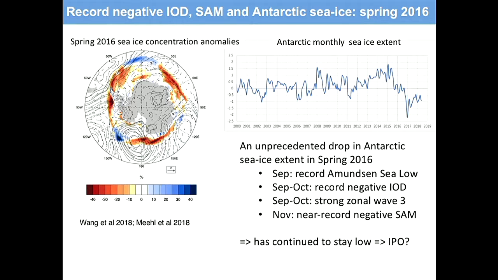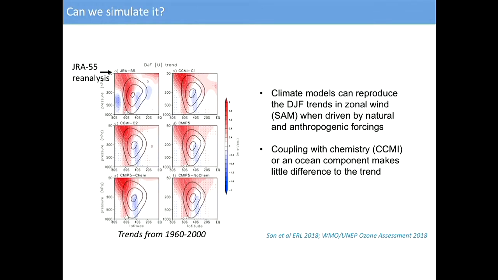But as you see, it's continued to stay low, so the second paper I'm involved in is suggesting maybe some decadal variability, maybe we've shifted into a new regime of lower sea ice extent. But we'll see what the reviewers say. Okay, so that's why we care.